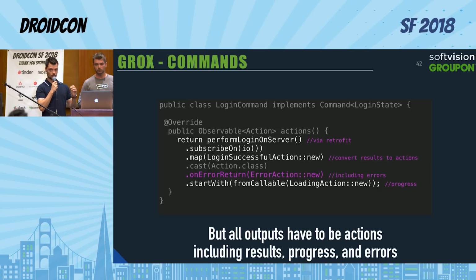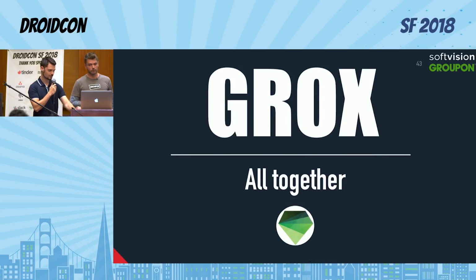So for all possible outputs of your command, which is not pure, not 100% reproducible, you need to have actions. So you always know in what state you are. So this is important. Now I'll let Stéphane show how actions, store, and commands work all together.